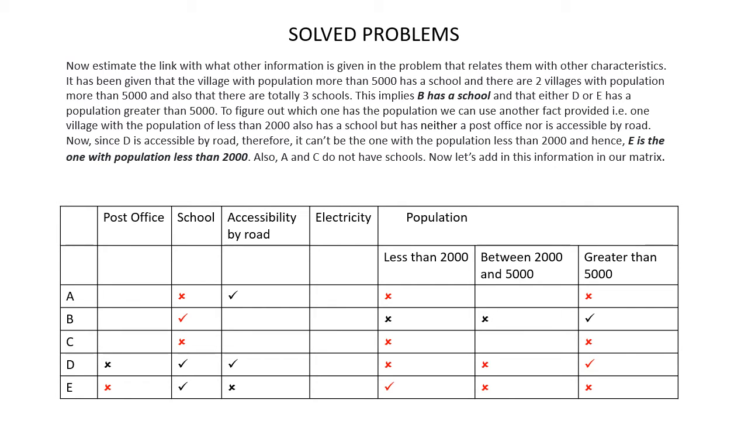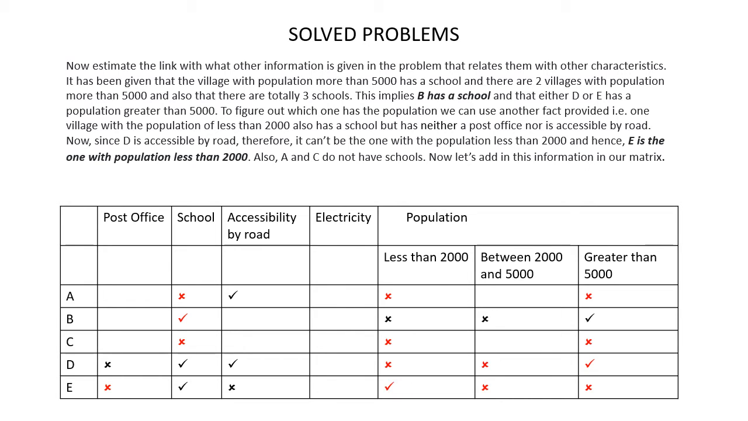But it's also given that one village with a population of less than 2,000 has a school but has neither a post office nor is accessible by road. This means that a village with population less than 2,000 has a school but is not accessible by road. We know that village E is not accessible by road. It has a school but it is not accessible by road. So clearly village E is the one that has a population less than 2,000.